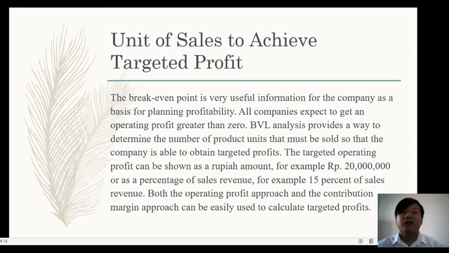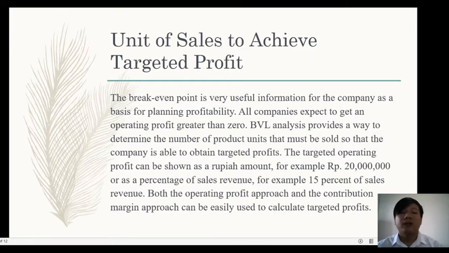Units of sales to achieve target profit. The break-even point is very useful information for the company as a basis for planning for profitability. All companies expect to get an operating profit greater than zero. CVP analysis provides a way to determine the number of product units that must be sold so that the company is able to obtain a targeted profit.